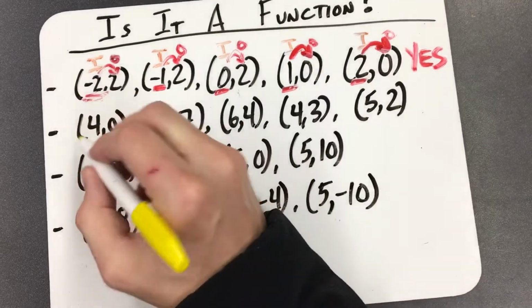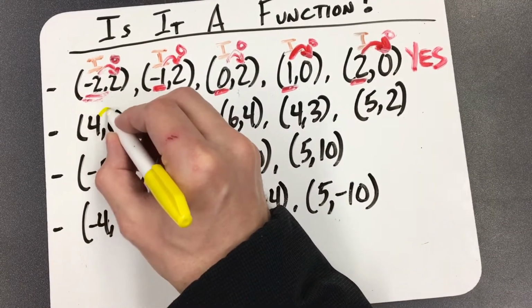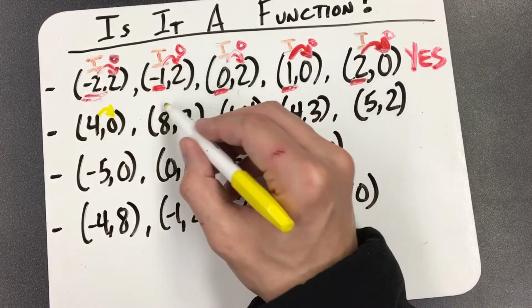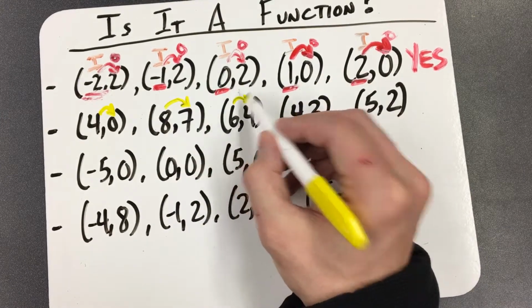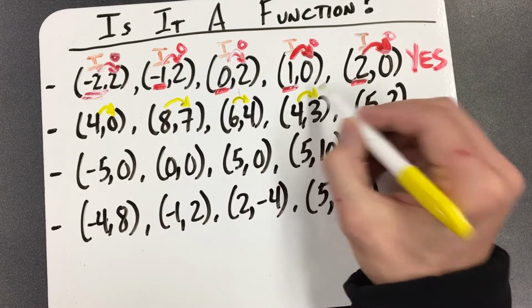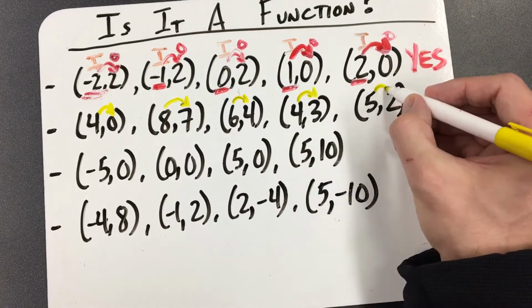Look at this one. 4 pairs up with 0. The input 4 has an output of 0. The input of 8 has an output of 7. The input of 6 has an output of 4. The input of 4 has an output of 3. And here the input of 5 has an output of 2.